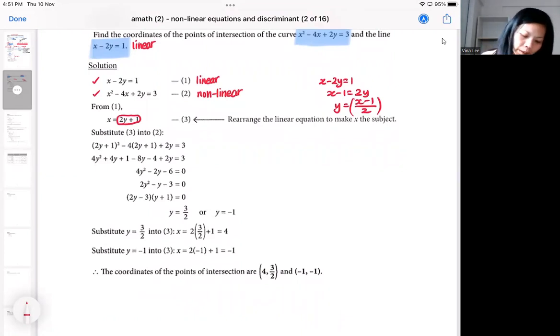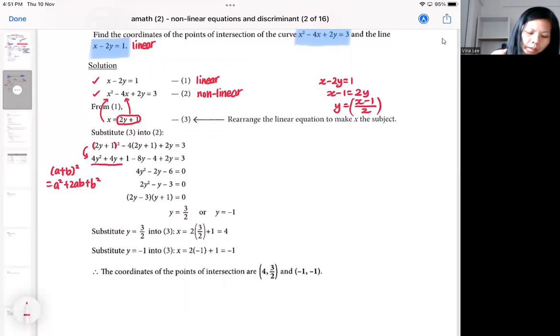After this, your job is to plug the subject into the non-linear. So don't forget, you got to sub. Here you got to sub twice. There are two instances in the non-linear that you need to substitute X inside. Once you substitute inside, you will encounter an expansion that you learn in Sec 2. So in Sec 2, you learn this expansion. This is the part where some people will miss out.